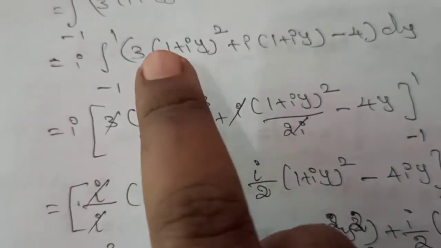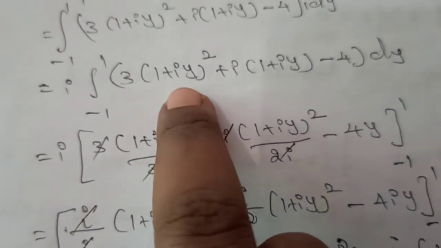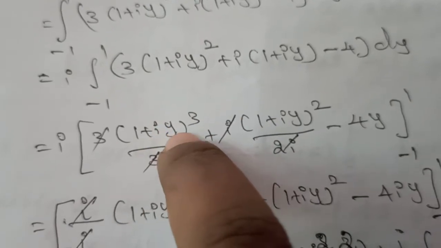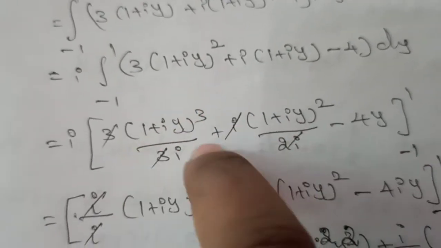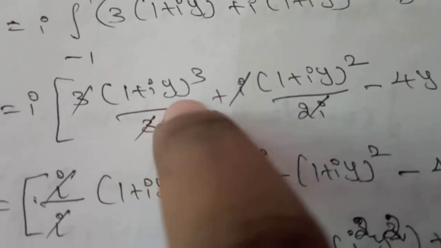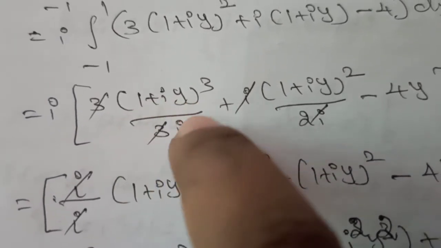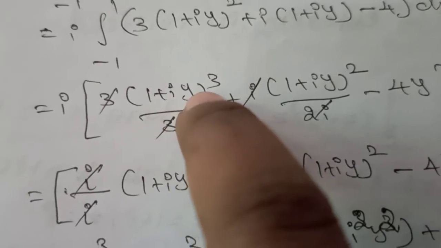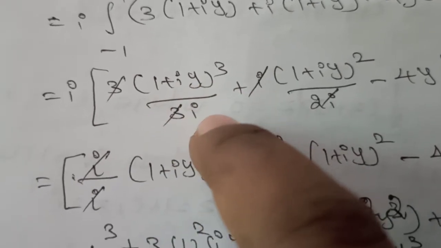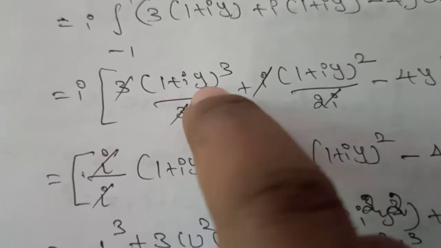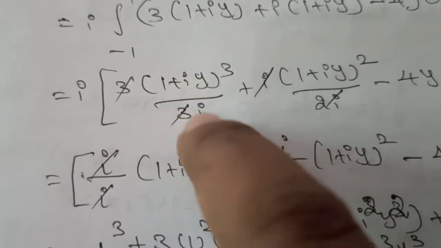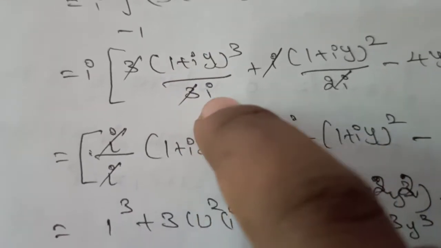That is i times the integration. The first term, 3(1 + iy) the whole square, integrates to (1 + iy) the whole cube divided by 3 times the differentiation of the inside value, the constant becomes 0 + i times 1, that is i. So the denominator is 3 times i. Substitute the denominator value 3 in this answer, and the denominator value i as well.